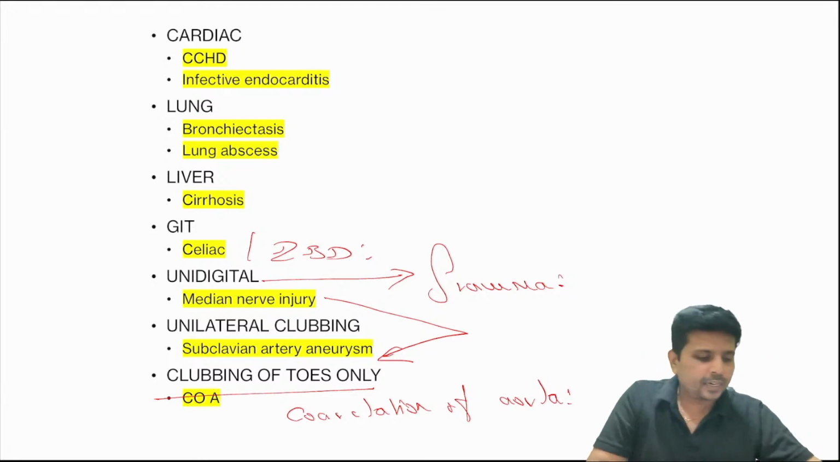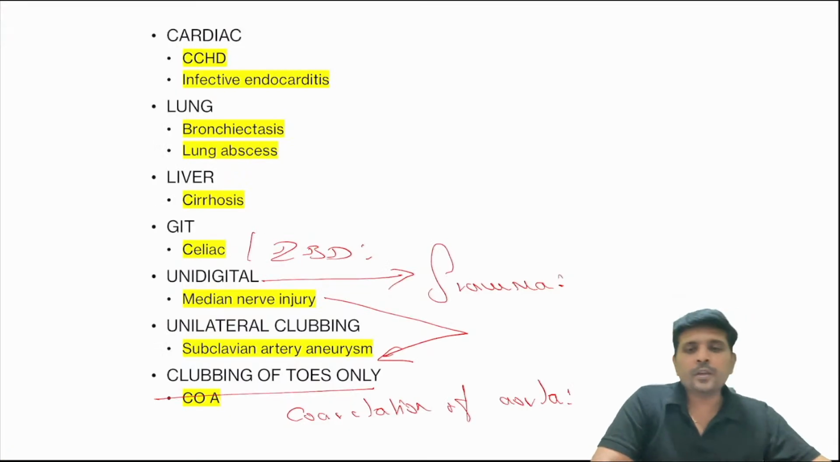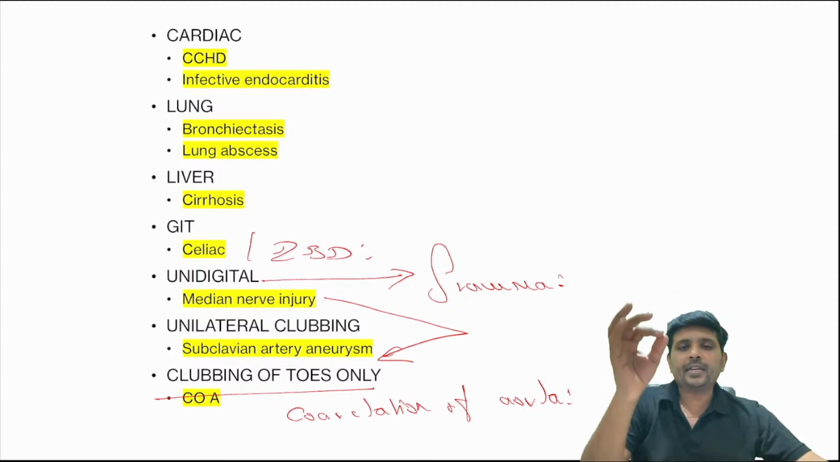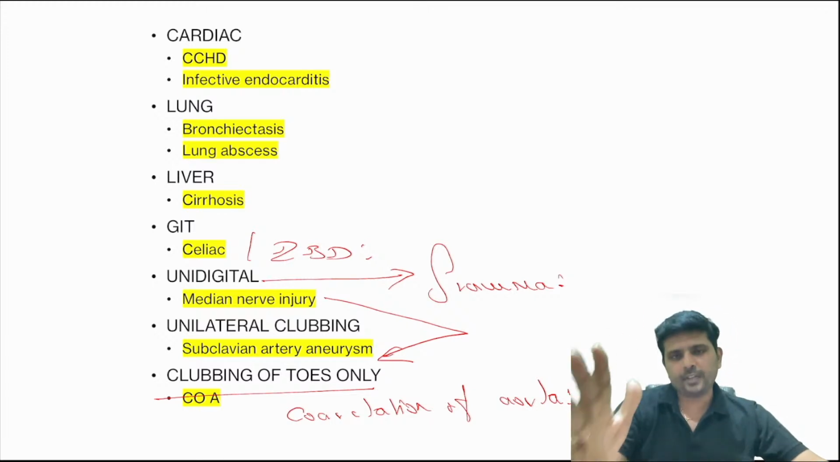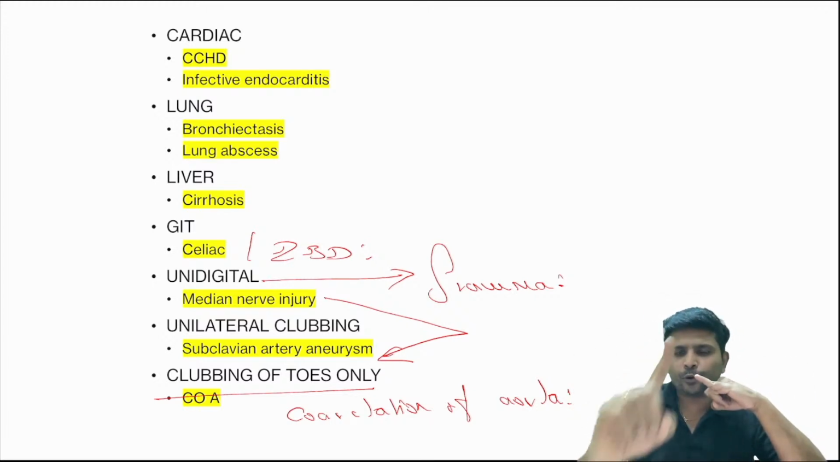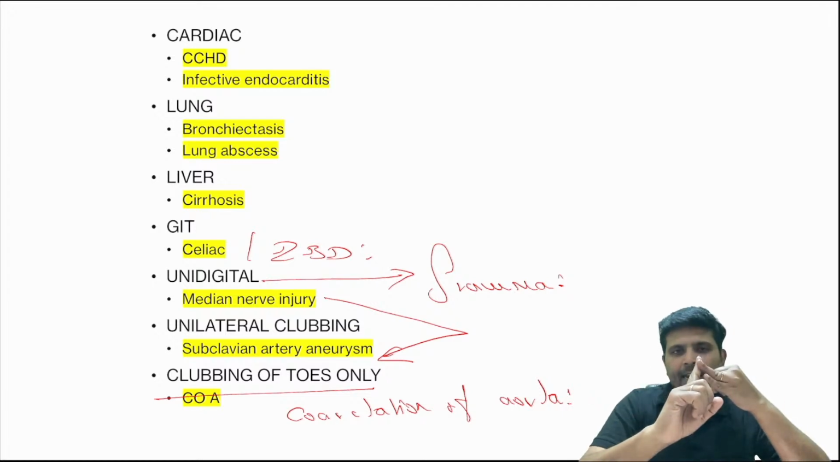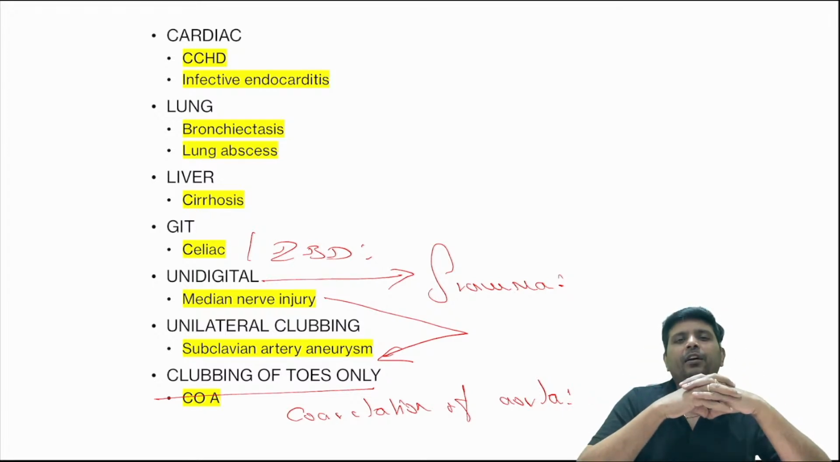So, a small revision. Clubbing is nothing but bulbous enlargement of the terminal part of the fingers due to soft tissue proliferation. Grade 1, softening of the nail bed. Grade 2, increase in the Lovibond angle and loss of diamond space, otherwise known as Shamroth sign. Grade 3, parrot beak or drumstick appearance. Grade 4 is hypertrophic osteoarthropathy.